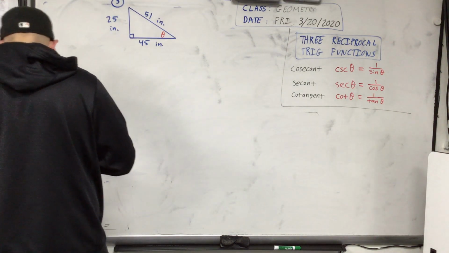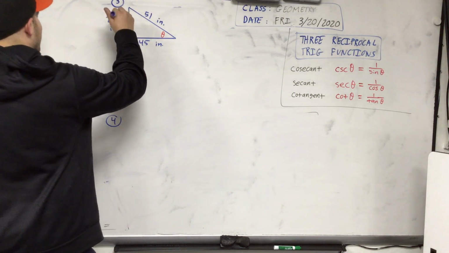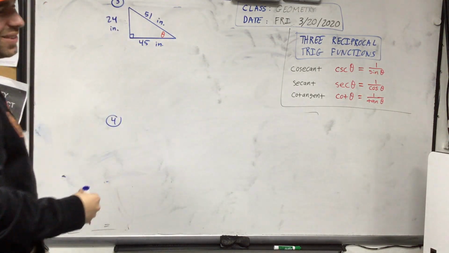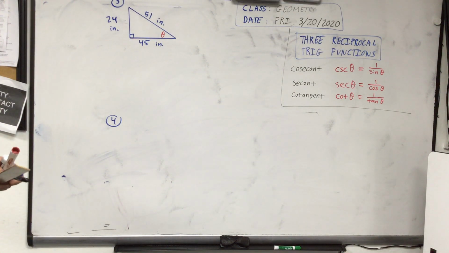And when you're done, you can do this one, oh sorry, that should be a 24 by the way, sorry about that. You can check the Pythagorean theorem, that'll work. 24 inches, 45 inches, 51 inches. And finally, 15, 36, 39. Actually 7, 24, 25.